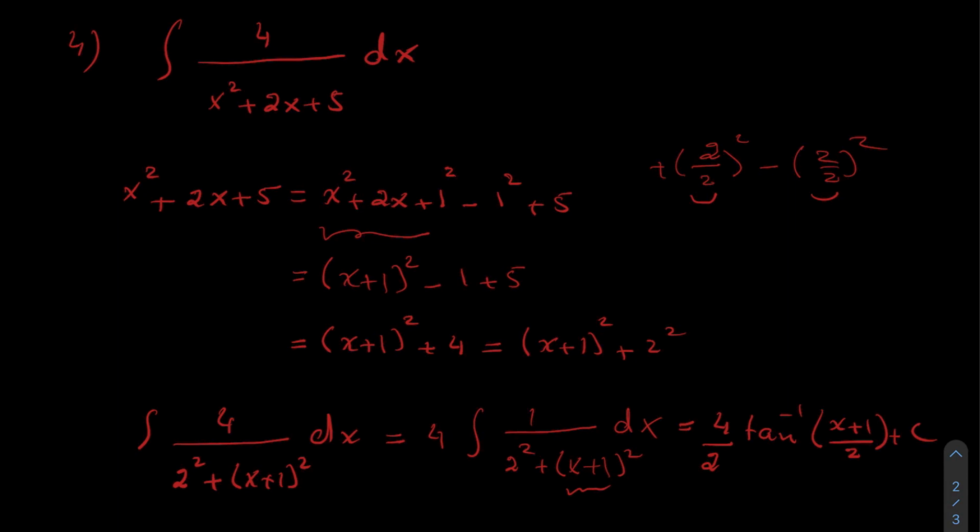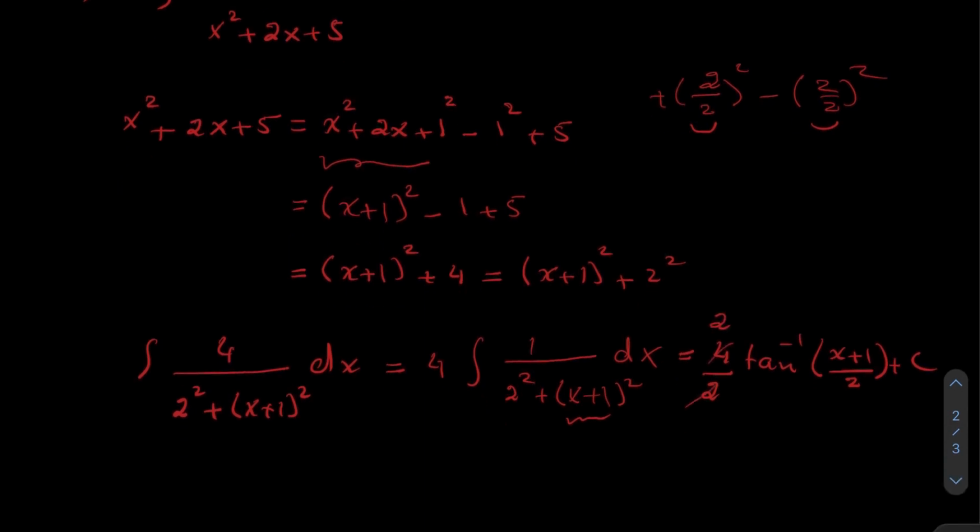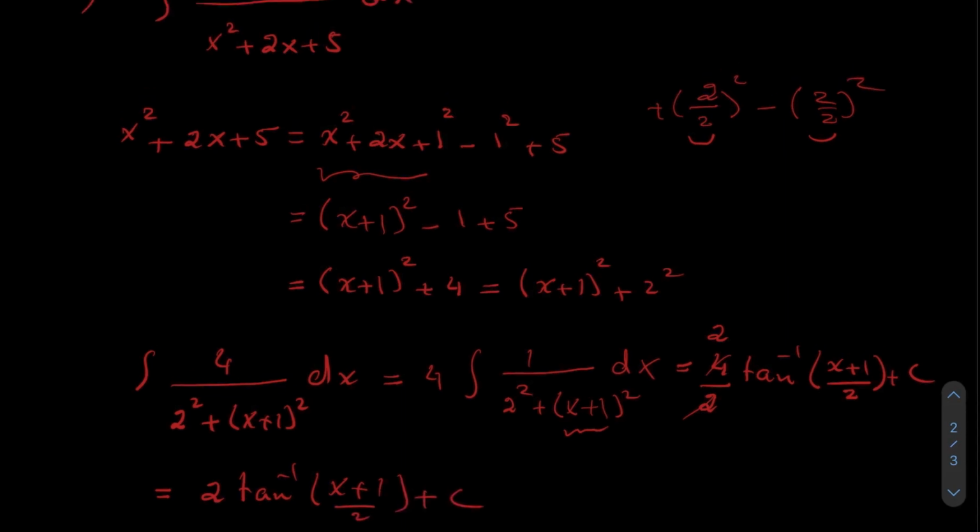So if we consider x plus 1 as u and we make du, it becomes du over 2 squared plus u squared. So it's going to work with u, but as easy as it is, we can write it straightforward: tangent inverse of x plus 1 over 2, and we can simplify 4 over 2, you get 2. This would be the final answer, which is equal to 2 tangent inverse of (x plus 1) over 2 plus constant, and that's it. Let's do another question.